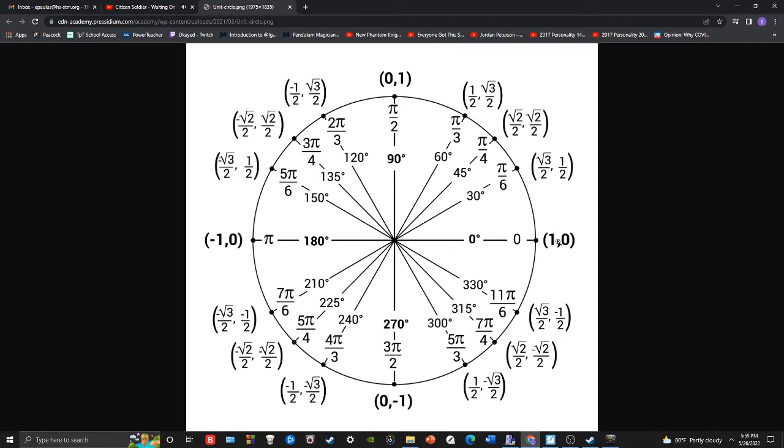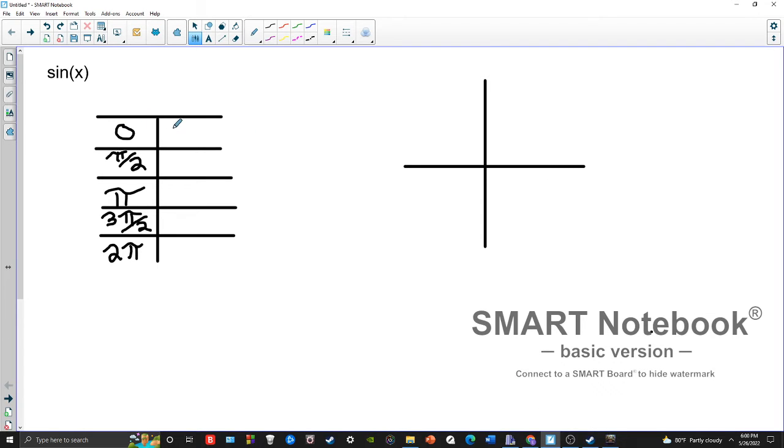And so we usually focus on those 5 points: 0, pi over 2, pi, 3 pi over 2, and 2 pi. So that means that if I plug in a 0, it's going to give me a 0. Pi over 2 will get me a 1. Pi will get me back to 0. 3 pi over 2 will get me negative 1. And 2 pi will again get me back to 0. So the graph ends up looking something like this.